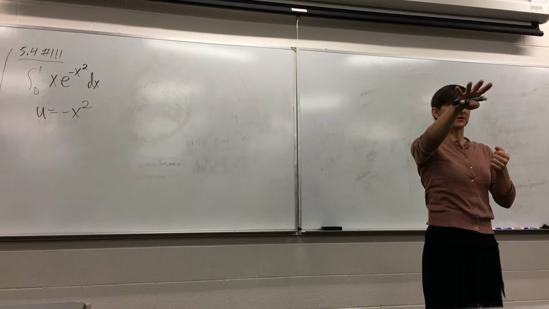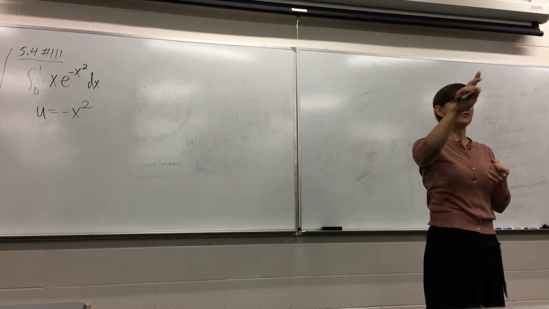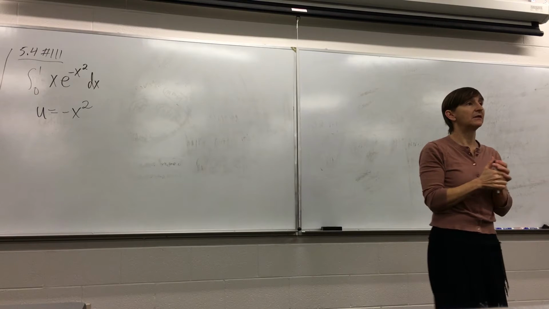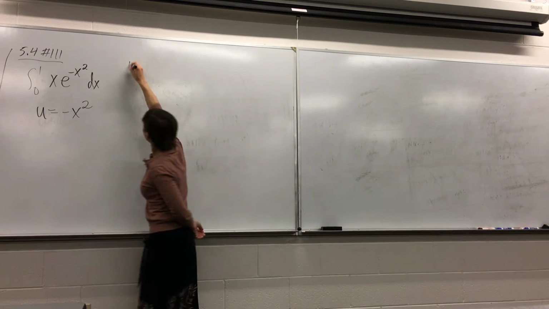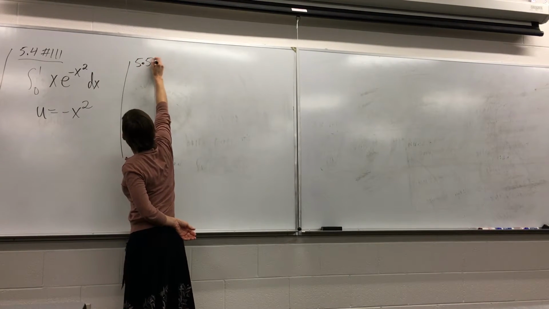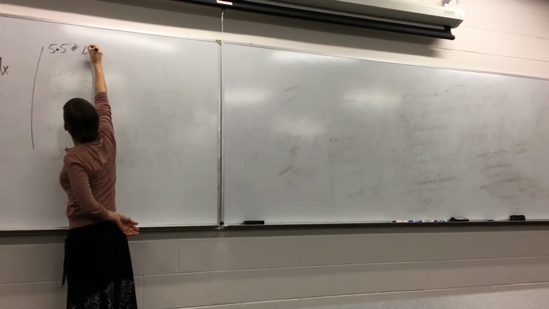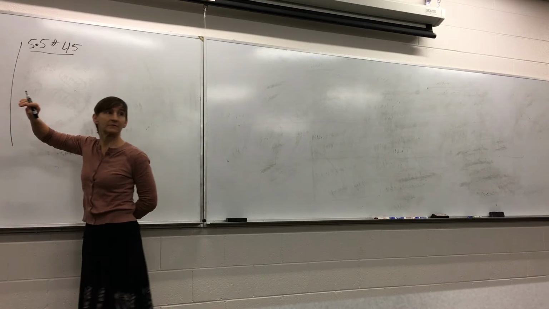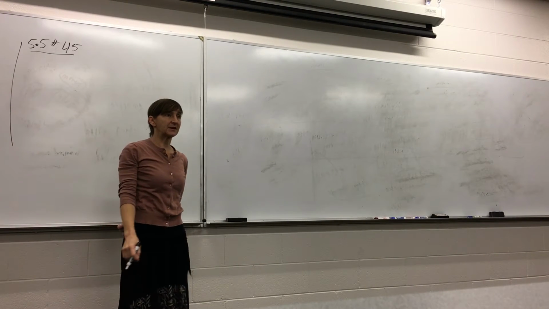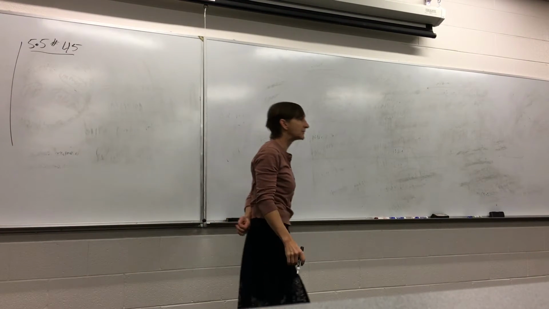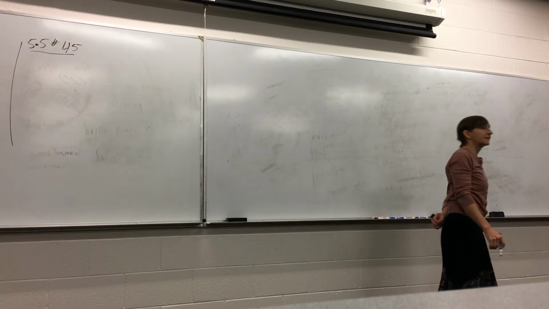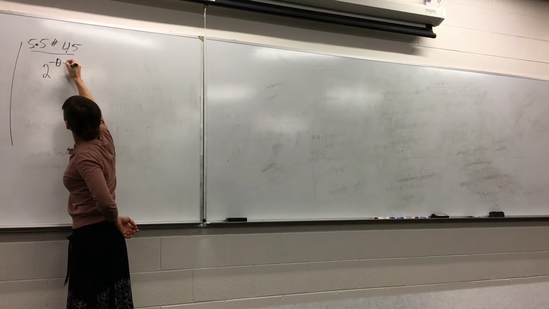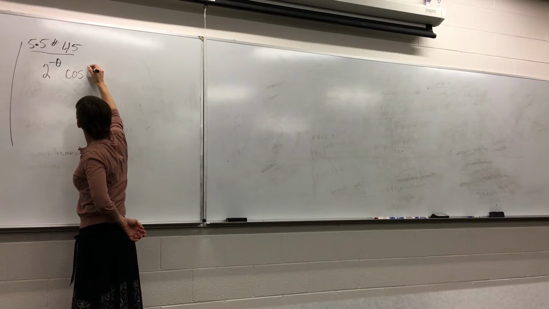Somebody over here said they had a question. I don't remember who it was. Oh, you got another one? Bring it on. 5.5. Number 45. Tell me what it says. It's 2 to the negative theta times cosine pi theta.